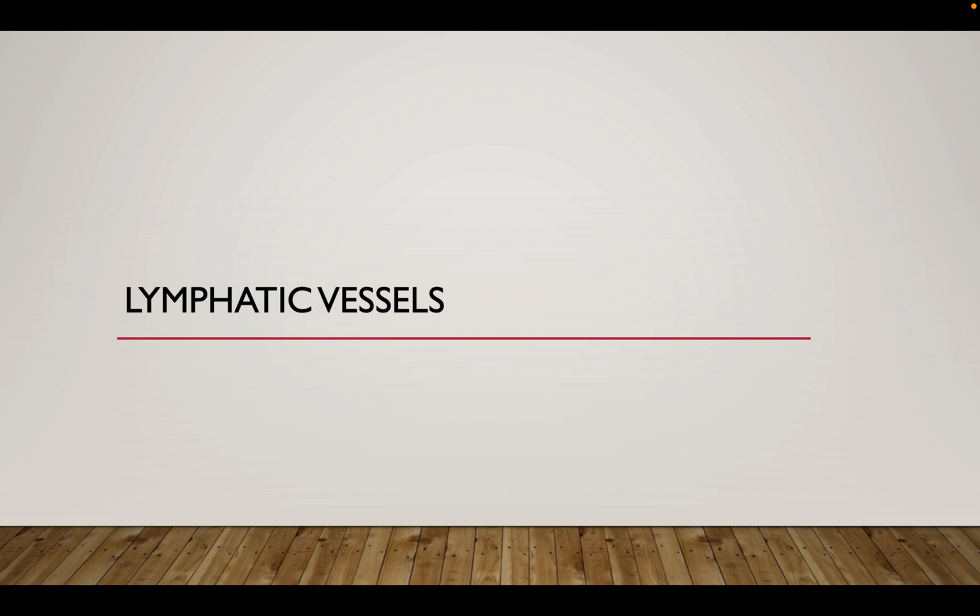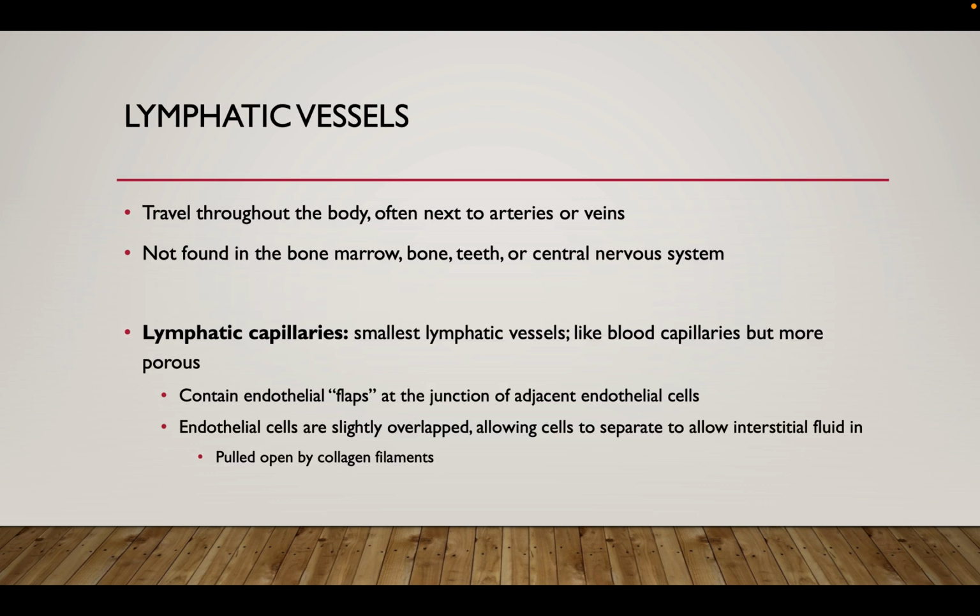So we'll jump now into specific lymphatic vessels and how they are draining lymph from different parts of the body. So our lymphatic vessels are going to be running generally alongside our arteries and veins, but they're not going to be in every single location throughout the body. Okay, so we typically don't have them in bone marrow, teeth, bone in general, as well as our central nervous system. So there is no lymphatic availability in these different areas.